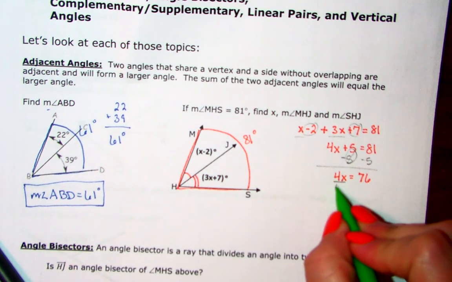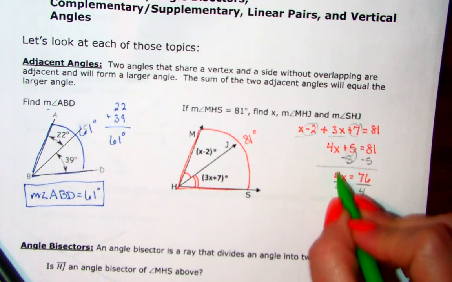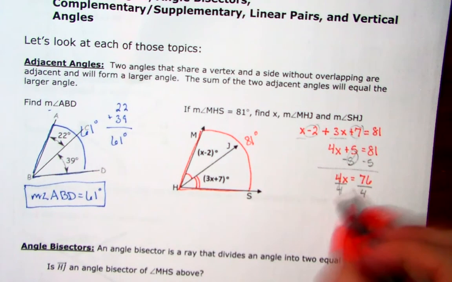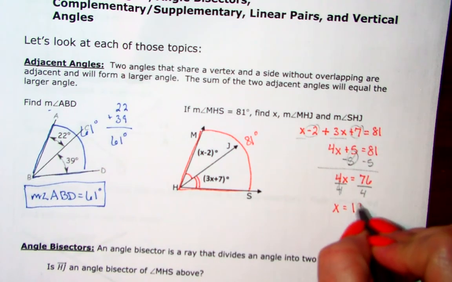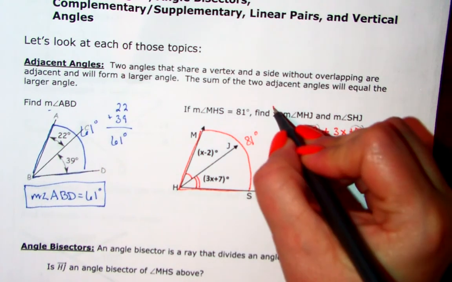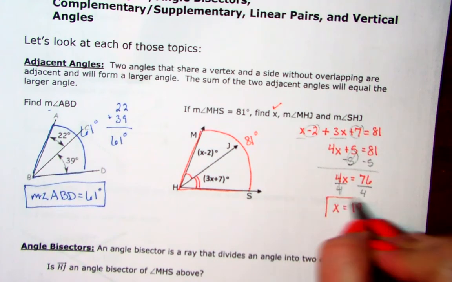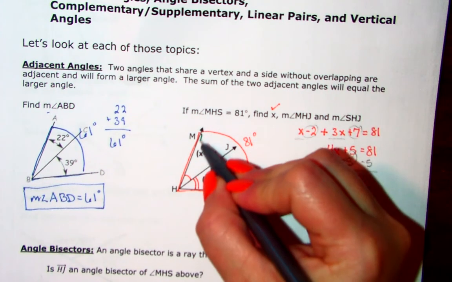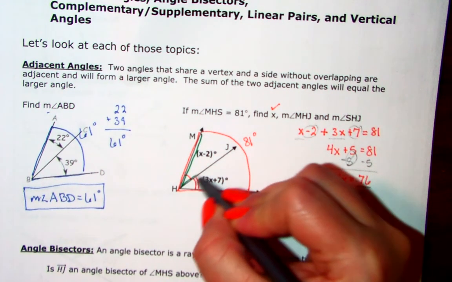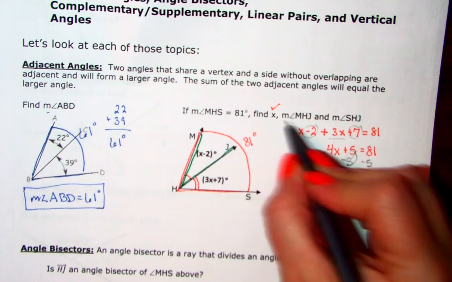I'm going to divide both sides by 4, and 1x equals 76 divided by 4, which is 19. So find x, that's done. x equals 19. Then it asks me to find the measure of angle MHJ. So let's see where the measure of angle MHJ is: M to H to J.